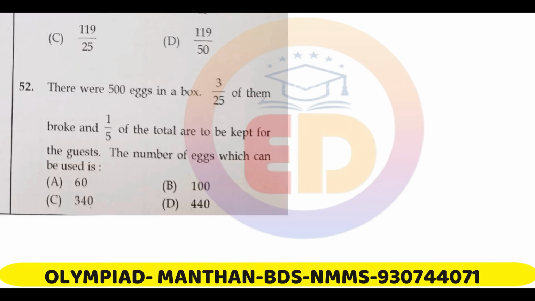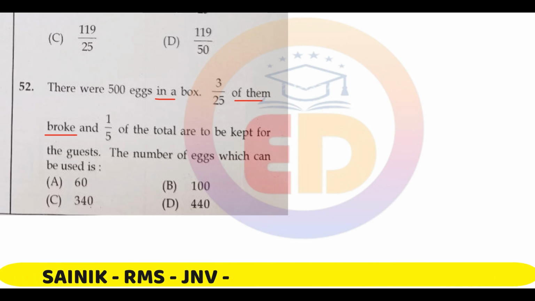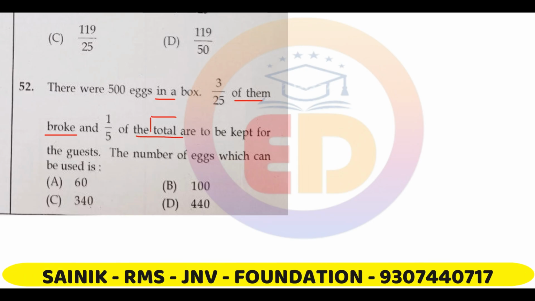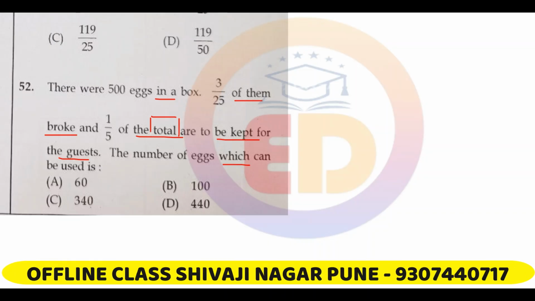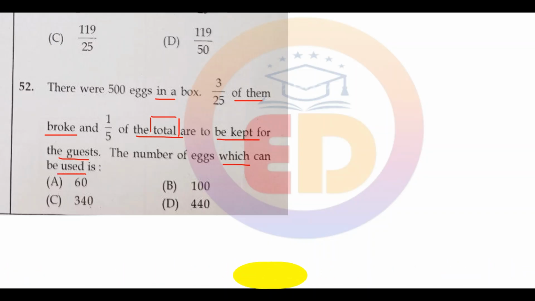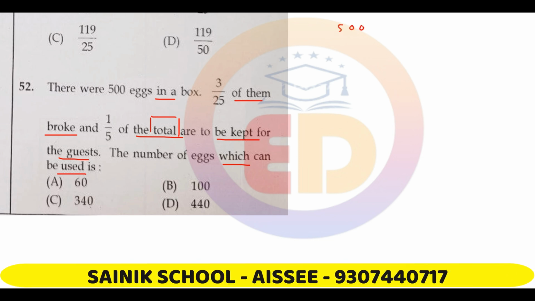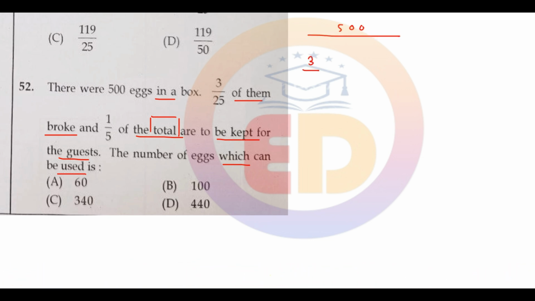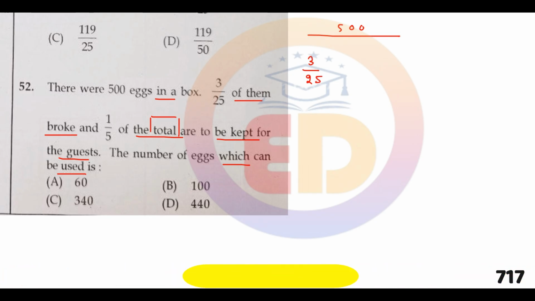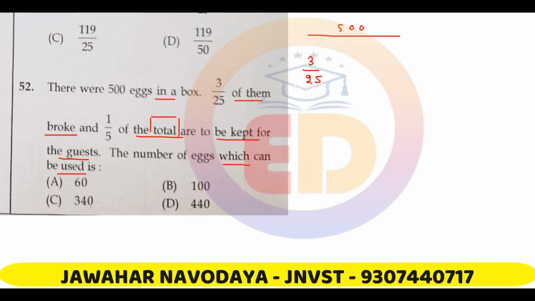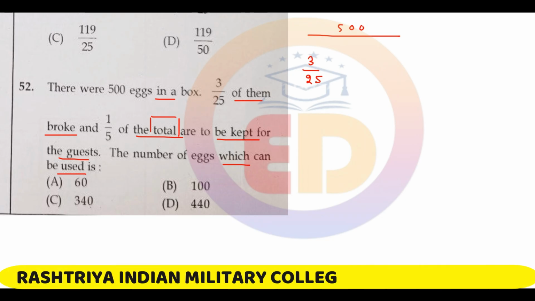Question number 52 says there were 500 eggs in a box. 3 by 25 of them broke, and 1 by 5 of total, remember, 1 by 5 of total, are to be kept for the guest. The number of eggs which can be used. So there are total 500. Out of this, 3 upon 25 broke. So let's find out 3 upon 25 of 500.